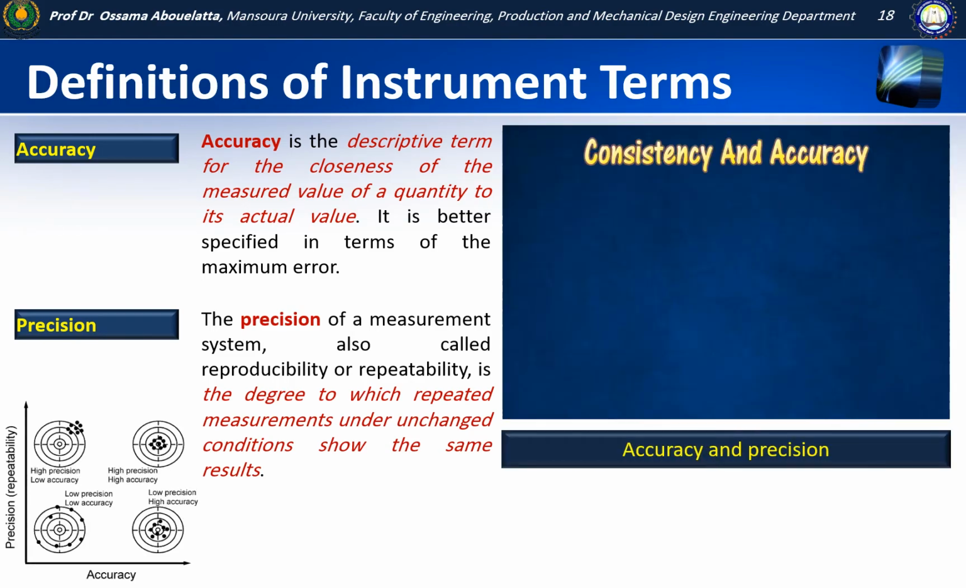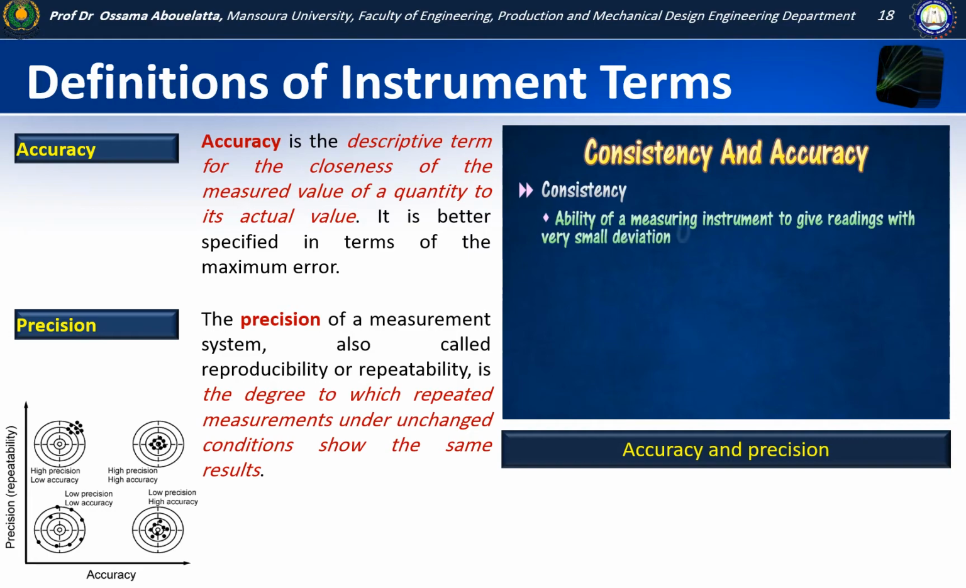When making measurements, one must always be aware of the consistency and accuracy of the measurements. Consistency is an ability of a measuring instrument to give readings with very small deviation, or no deviation from the mean value.